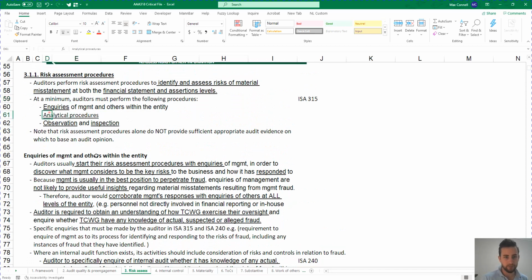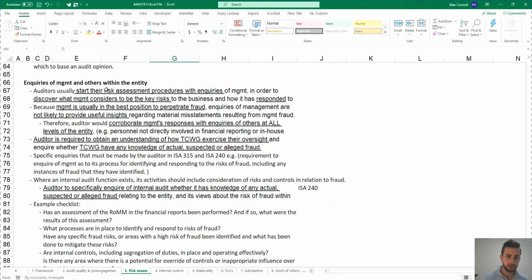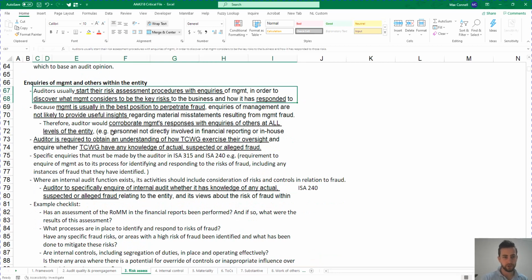Okay, so let's talk about the minimum things that auditors must do. And you might get a multiple choice question on this, the minimum things that an auditor must do. So number one is inquiries of management. So usually the starting point for auditors is to just go and meet with management and ask them questions.